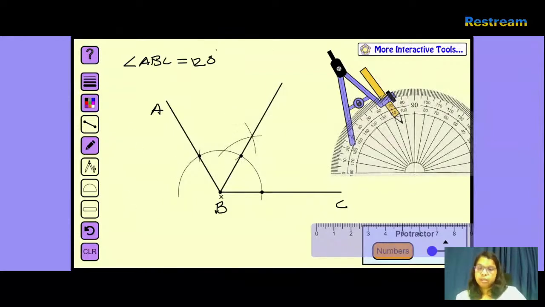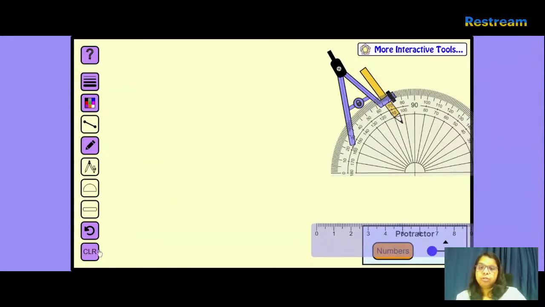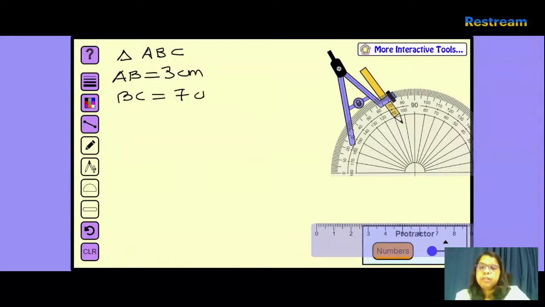Now next one is we are going to do triangles. So let's say I have a triangle ABC, where my AB is equal to 3 centimeters, BC is equal to 7 centimeters, and AC is equal to 6 centimeters.